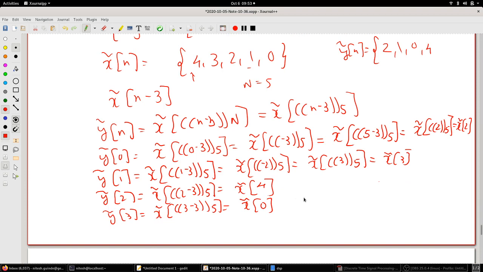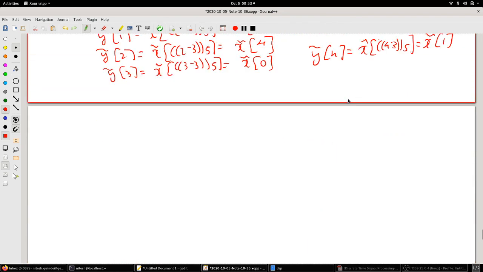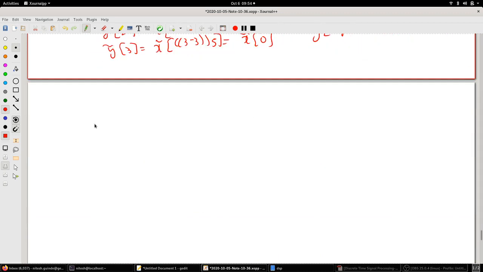Okay, and then y tilde of 4 is equal to x tilde of 4 minus 3 mod 5, which is x tilde of 1, which is 3. So this is how also you can calculate. This becomes convenient when you are trying to find out complex sequences, complex shifts.